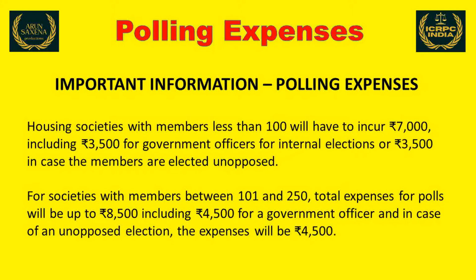Housing societies with members less than 100 will have to incur 7,000 rupees, including 3,500 rupees for government officers for internal elections, or 3,500 rupees in case the members are elected unopposed. For societies with members between 101 and 250, total expenses for polls will be up to 8,500 rupees, including 4,500 rupees for a government officer, and in case of an unopposed election, the expenses will be 4,500 rupees.